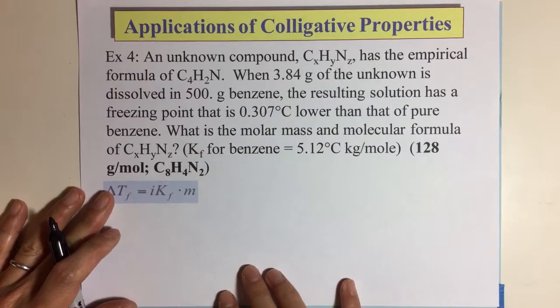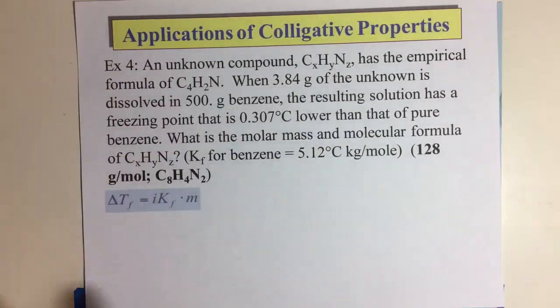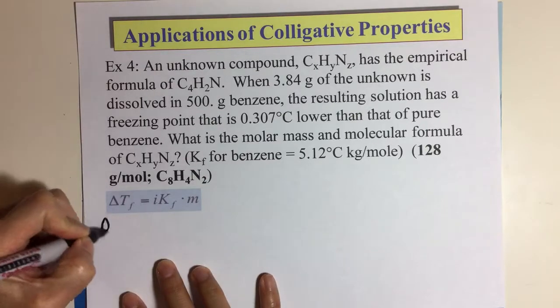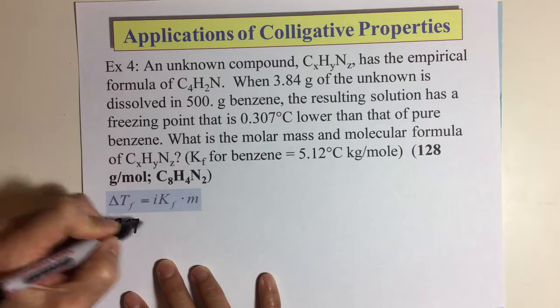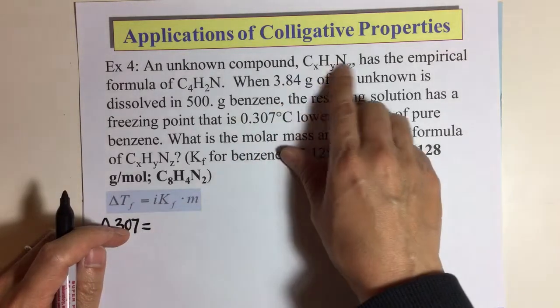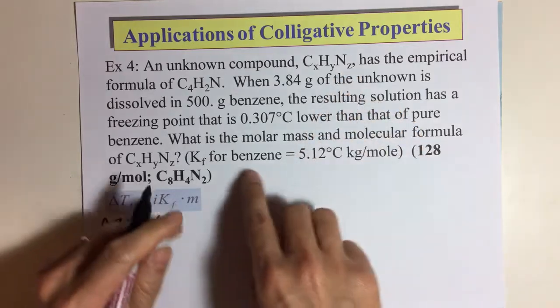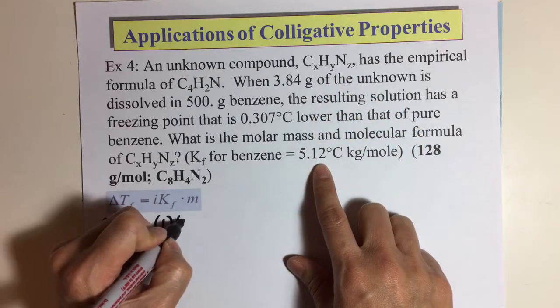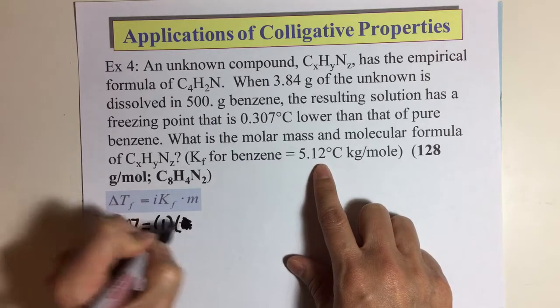Okay, we're gonna finish this problem up. And so if you look, the change in temperature is 0.307. So let's put 0.307, my apologies. And the i, because it's covalent, is 1. So the van 't Hoff factor is 1. And the Kf given to you is, I keep on putting 0.5 because it's water.